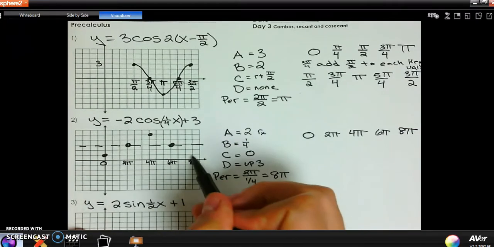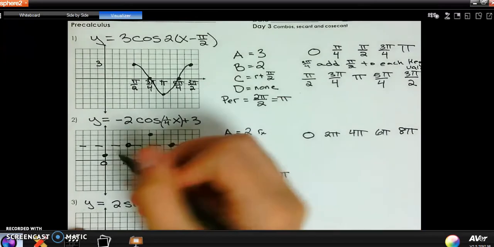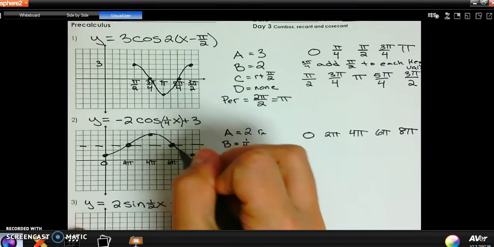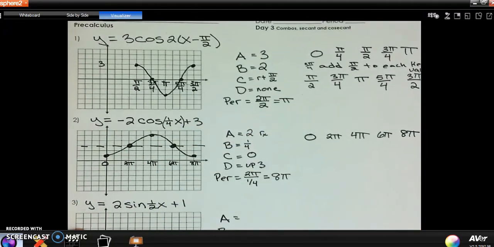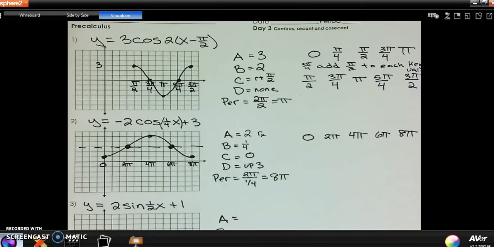And then again, you always start and end at the same. So I'm there. And I do my cosine curve here. And again, it's curvy. So we've got that. Okay. All right. So now that you have those 2 graphs, if you wanted to change them to secant or cosecant graphs, that would be the easy part.